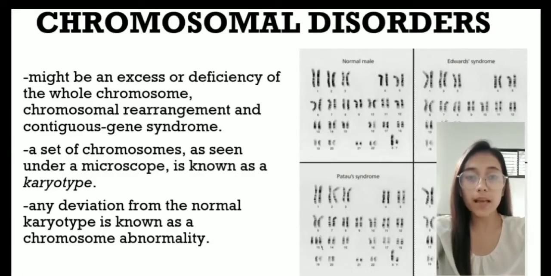Always remember that the disorder is a random error in cell division that happens when a parent's reproductive cells are being formed.